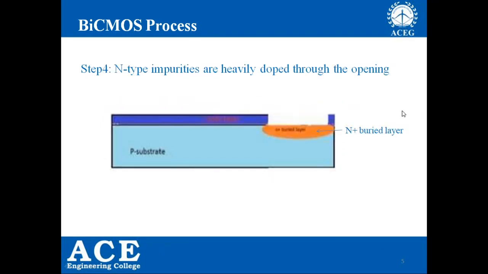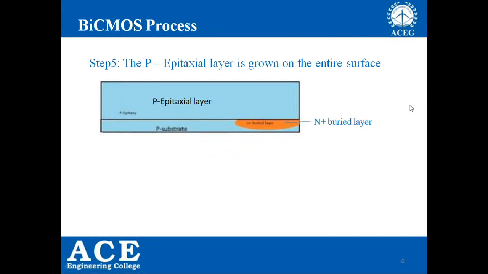Now how we will form this N plus buried layer? N impurities may be doped, right? Now after formation of this N plus buried layer we need to grow the substrate, p-type substrate. We need to extend it. So we are growing some extra layer of p-type substrate that we can call as p epitaxial layer, right? So on the p-type substrate we are going to grow the layer so that it can be called as p-type epitaxial layer.